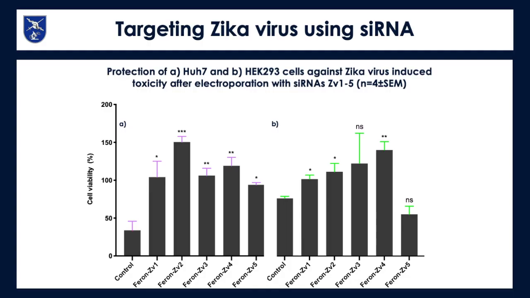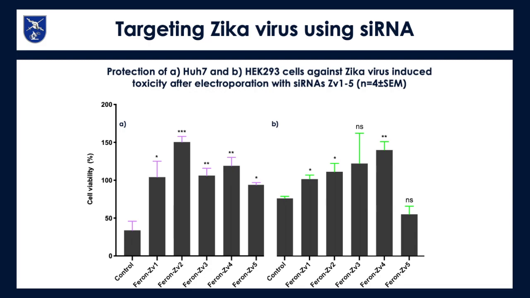To test the ability of these sequences to target the virus, we electroporated cells with siRNAs 1 to 5 in HU and HEC cells and monitored cell viability 4 days post-infection. All samples were normalized to a no-virus control, which was considered our 100% viability control. We see significant protection of HU7 cells in relation to maximum lethality.